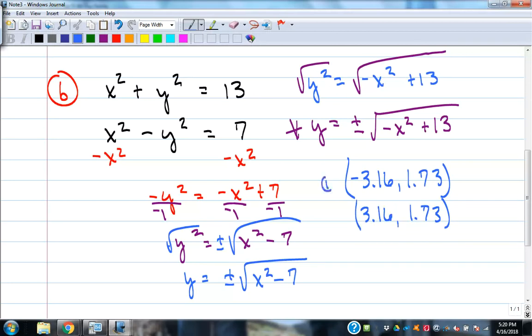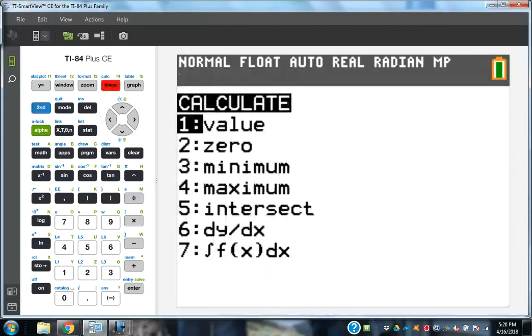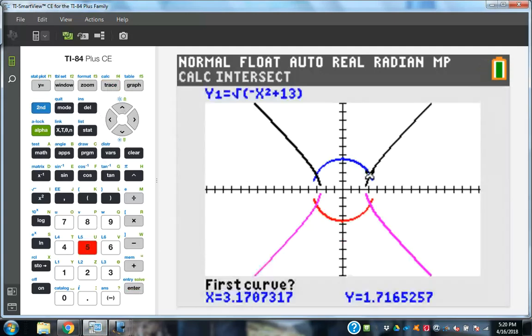There's one answer. There's two answers. Let's find three and four. They're the intersections of Y2 and Y4. Second trace, intersection. So I need to get to Y2 and Y4. And right there is pretty close. 3.16, negative 1.73.